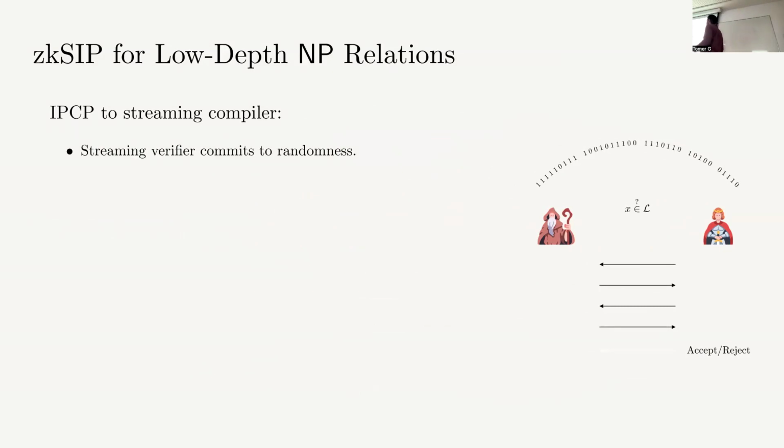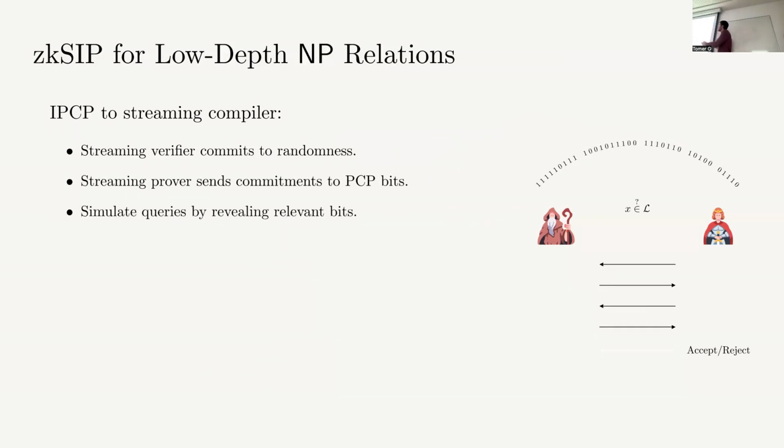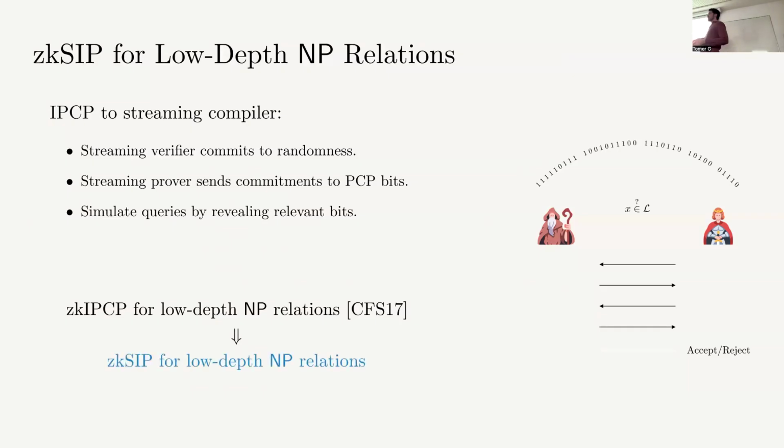And the way we do it, again, in really broad strokes, and in a way that reminds us of what we did in the PET protocol, the verifier first commits to its randomness with a streaming commitment. Then the prover commits as a stream to the PCP, this long string, and then at the end, the queries are simulated by the verifier decommitting to its randomness, and then the prover decommitting to the relevant bits of the PCP. Okay, and then we just take an out-of-the-box zero-knowledge IPCP for low-depth relations from Chiesa et al., pass it through our compiler, which we show maintains zero knowledge, and we get our result. Okay, so we made it through.